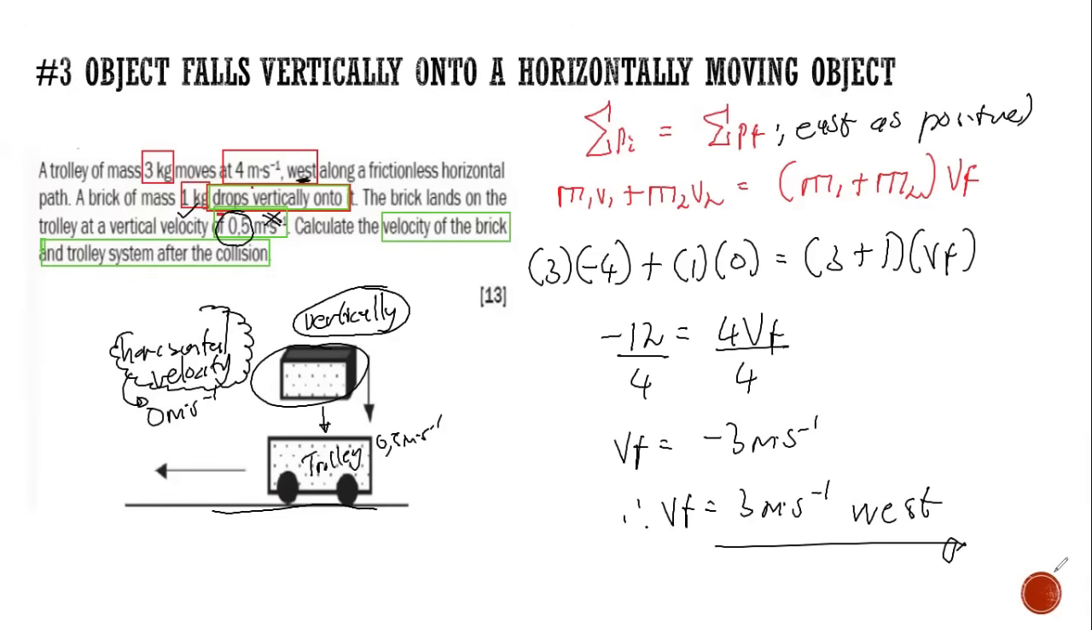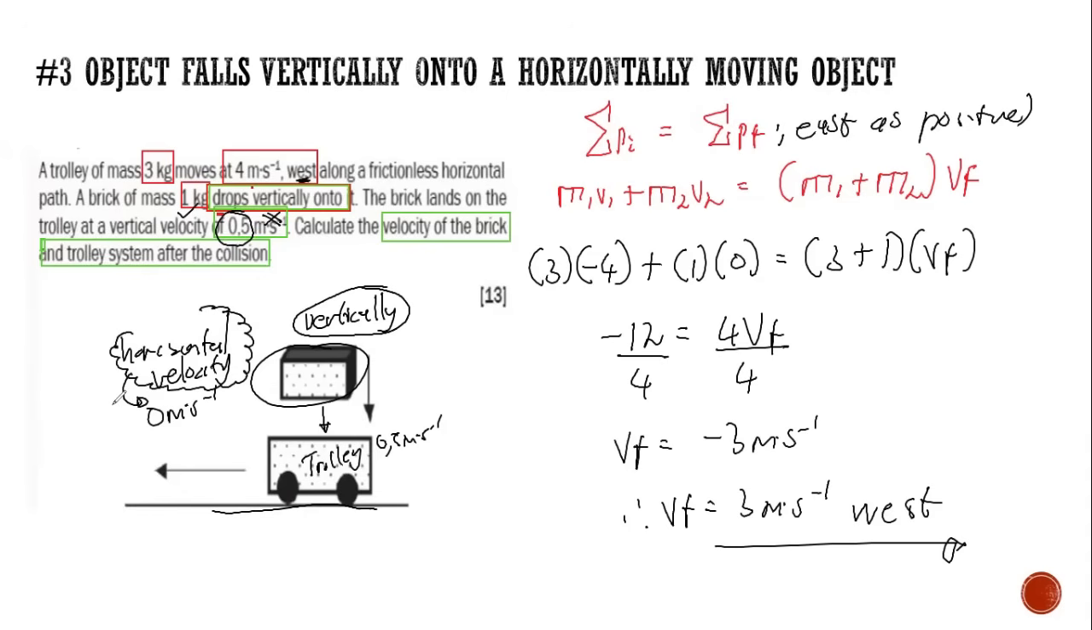Understand that this situation can be a bit tricky when you see it in an exam, but always remember, if there's anything falling vertically downward, assume that its horizontal velocity is 0, even if you are given its vertical velocity, because we are only considering the horizontal velocity.